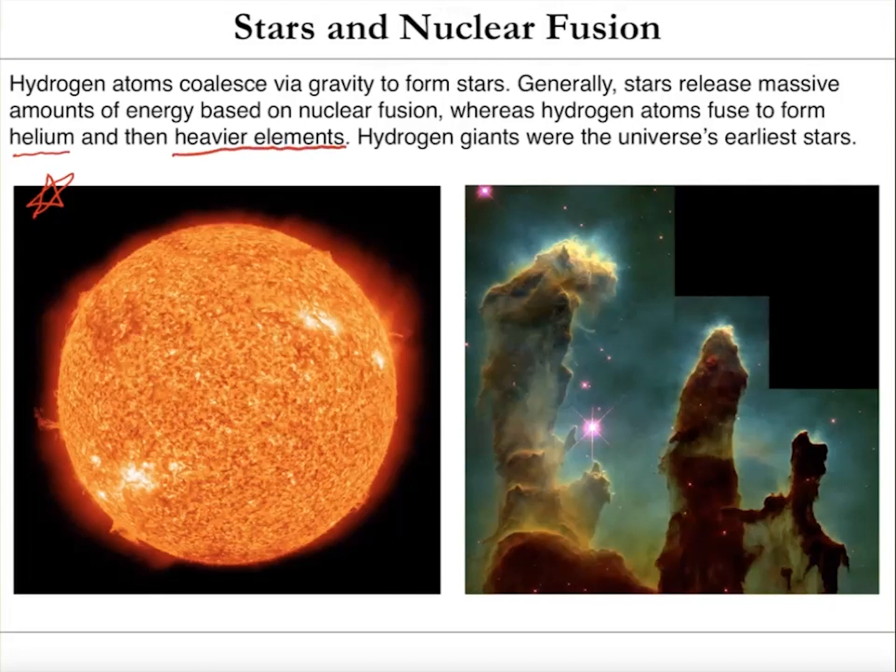All the heavier elements in the universe are formed in stars. The first stars in the universe were called hydrogen giants because they were basically just made out of hydrogen. That was eventually fused into different elements, and then they can explode via supernova to release even heavier elements into the universe. So every single atom in the universe heavier than hydrogen or helium was formed through this nuclear fusion process in stars, and the explosion of those stars via supernova.